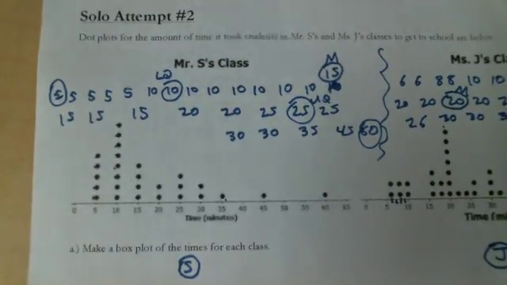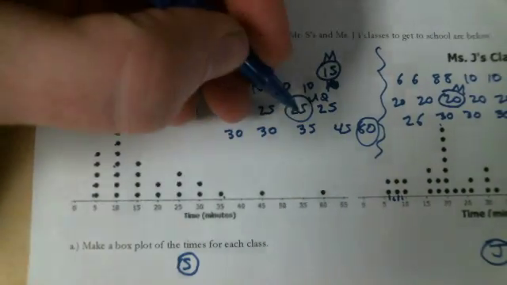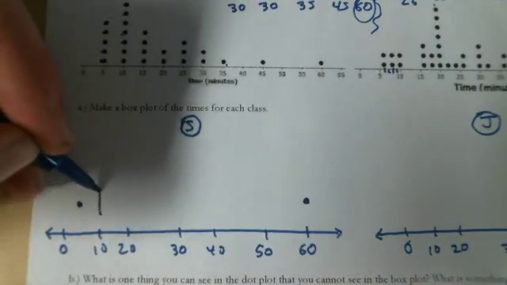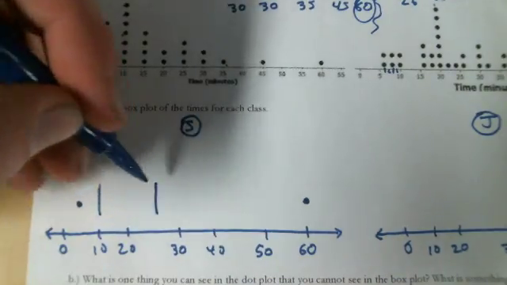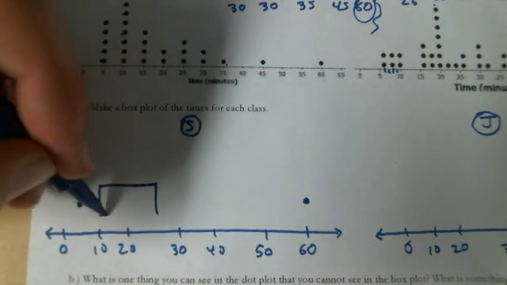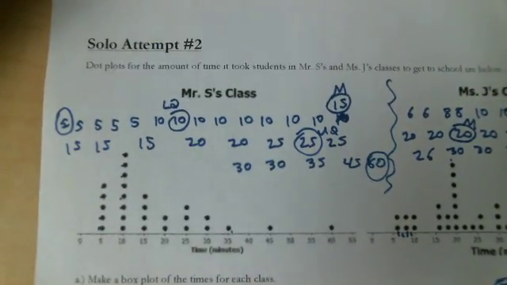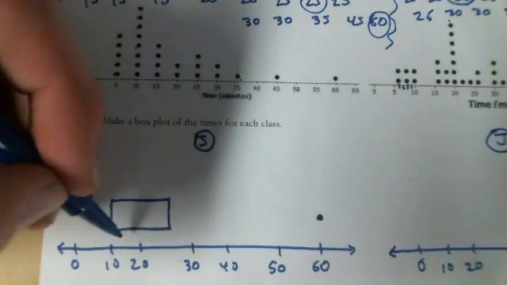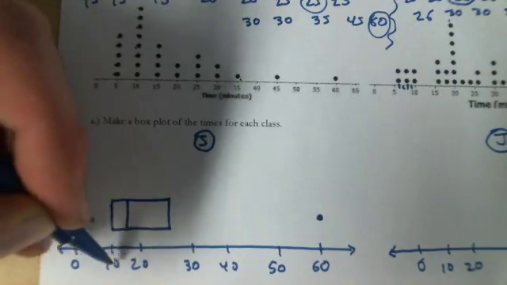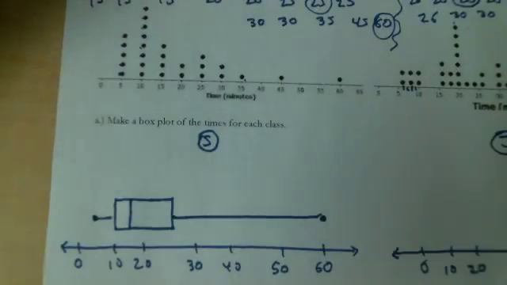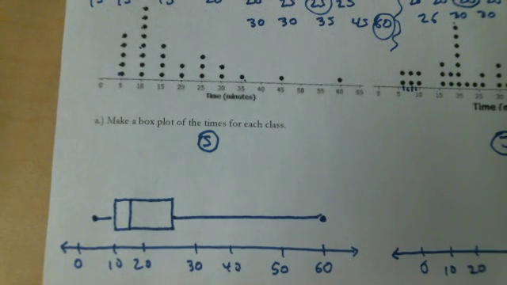My lower quartile was 10. My upper quartile was 25. So that tells me 10 and 25. Ooh, and I can see the data appears to be skewed left. And then my median was 15. And so I need to mark that with a single line here, and obviously it's halfway between 10 and 20. And we can see this data in Mr. S's class is quite skewed to the left.